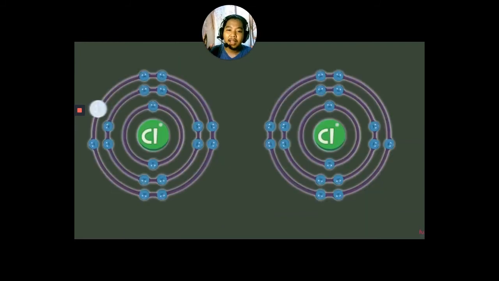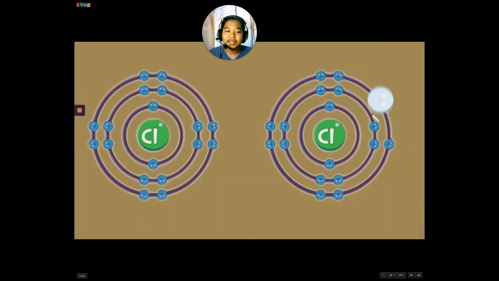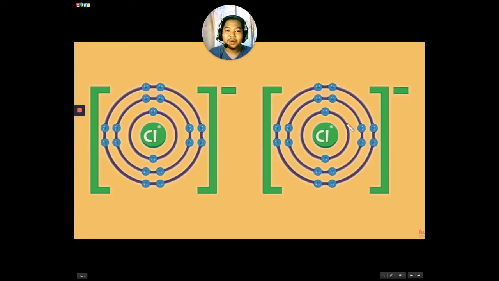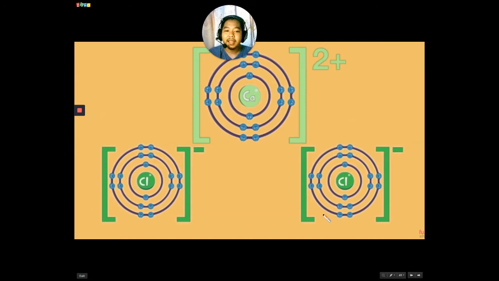Moving forward, the solution was one chlorine will accept one electron because it needs only one electron, while the other chlorine will accept the remaining electron. Since chlorine receives only one electron, it becomes Cl negative, Cl negative. And one chlorine would not balance calcium with two charges. Therefore, calcium will hold the two chloride anions.